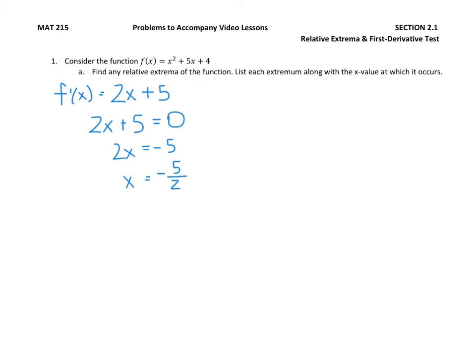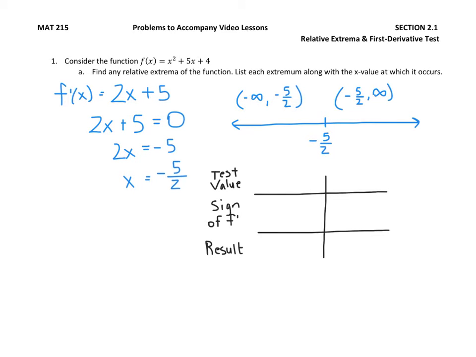To determine whether this critical value is a relative extrema, we need to use the first derivative test. So to use the first derivative test, I'm going to divide the x-axis into two intervals around the critical value. So I'm essentially dividing the x-axis in half. The lower half is negative infinity to negative 5 halves, and then the upper half is negative 5 halves to infinity. Now, in order for our critical value to be a relative extrema, the first derivative needs to change sign, either from positive to negative or negative to positive.